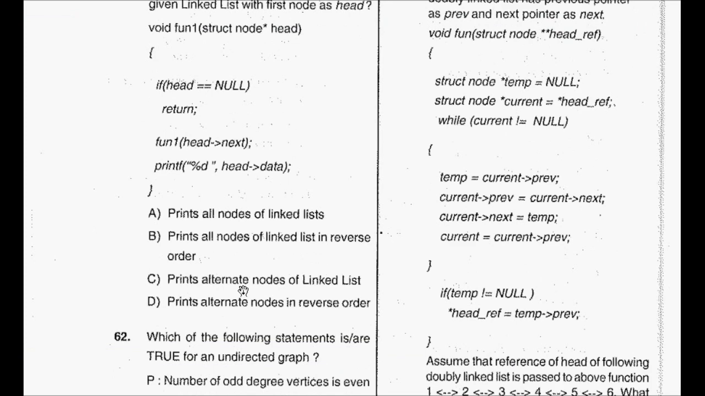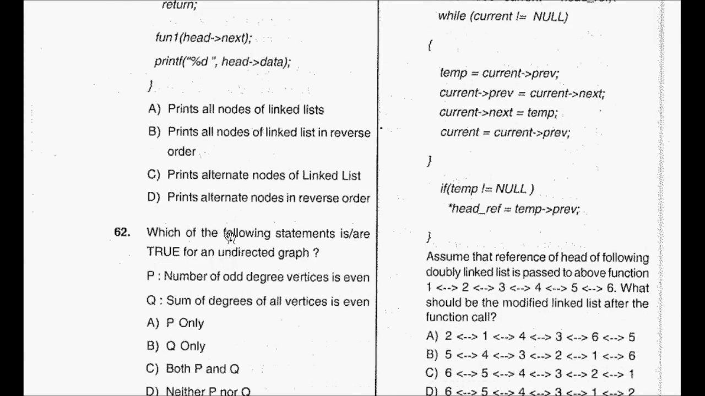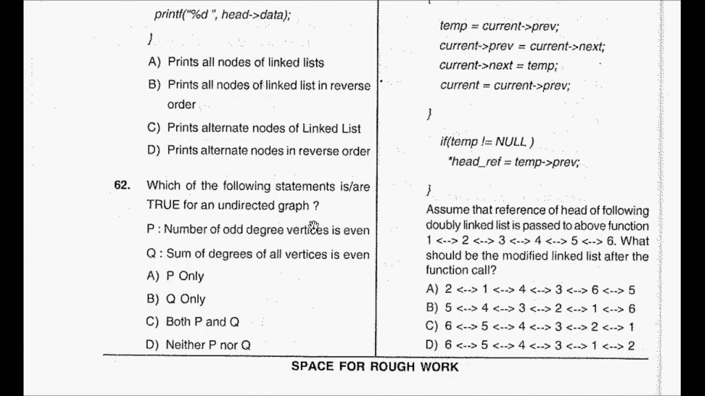Next, which of the following statements is true for an undirected graph? P: the number of odd degree vertices is even. Obviously, a source or destination is an odd degree vertex, and there are two, so it is even. Q: the sum of degrees of all vertices is even. That's a primitive property. So both P and Q is the option.